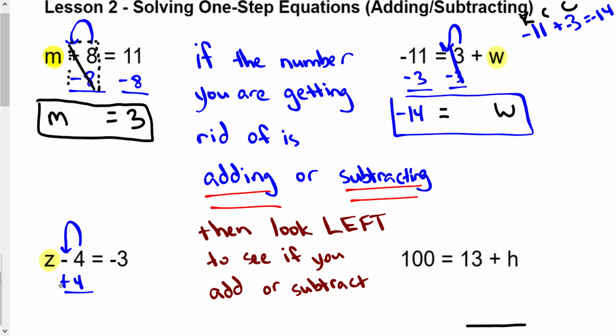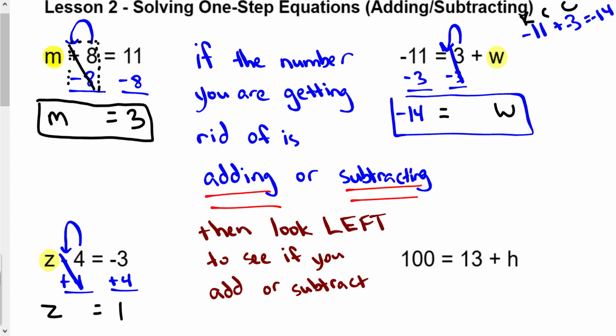What's negative 4 plus 4? 0. And now what can we do to the other side? So the Z is free to fall down. The equal sign falls down. What's negative 3 plus 4? 1. And you tell me, is 1 minus 4 going to be negative 3? Yep. All right.